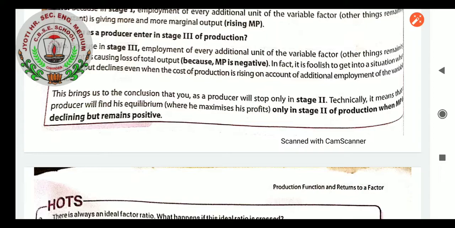Technically, it means the producer will find his equilibrium when he maximizes his profit only in stage number 2. Up to there they will work. Stage number 3 they will not prefer, and they will not go there.